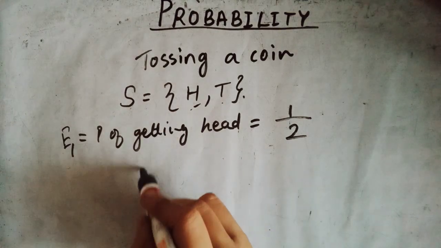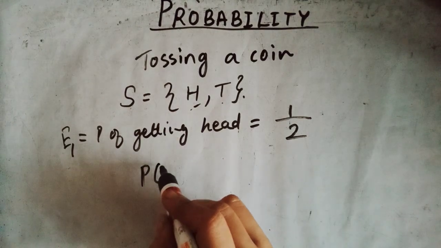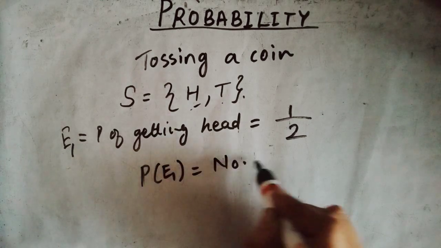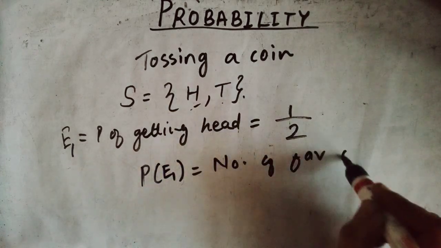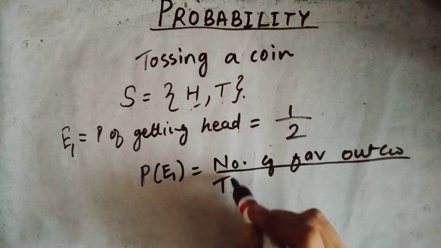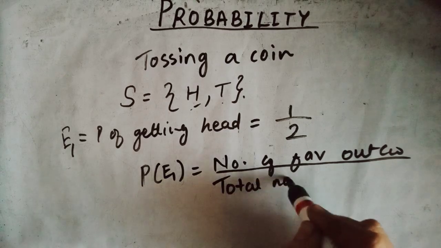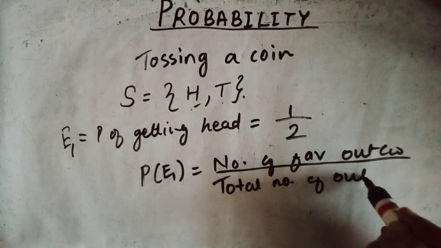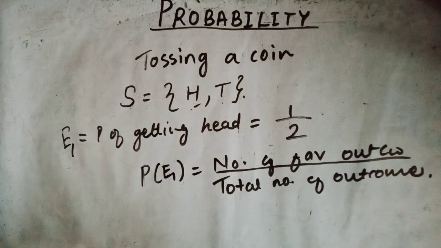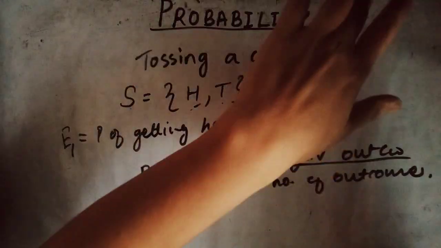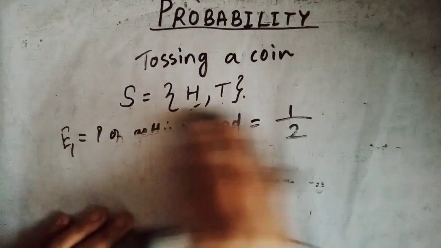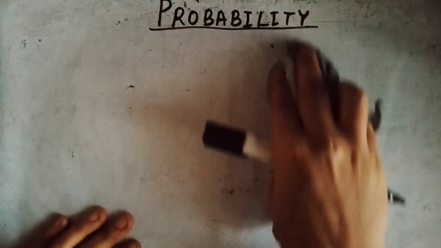So this is the probability of event E1: number of favorable outcomes upon total number of outcomes. This is the standard definition of probability. Now in our 12th standard we are going to learn about conditional probability.